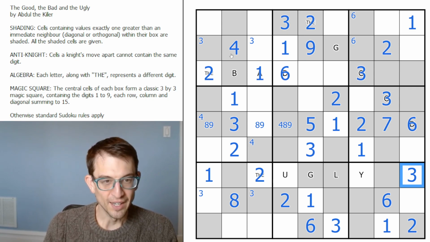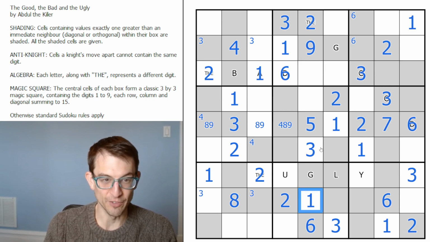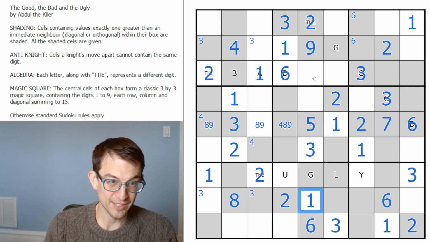Do I want to do letters or shading? I think between the two, it's going to go fairly quickly. Or do I just want to do some Sudoku? So here I've got column 5 is almost done. 1, 2, 3. I need a 4. I need a 7 and an 8.